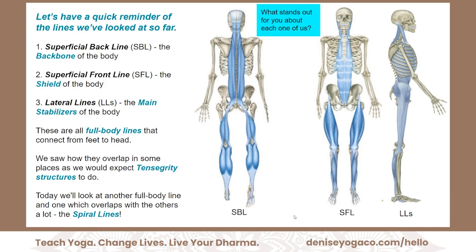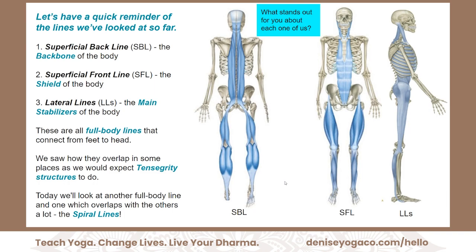Then we looked at the superficial front line, which basically balances with the superficial back line. And we call the superficial front line the shield because it's kind of reactive and it protects our most vulnerable parts. And then we looked at the lateral lines. And the lateral lines do overlap a little bit with the superficial back line and front line, but they're mainly on the sides of the body.